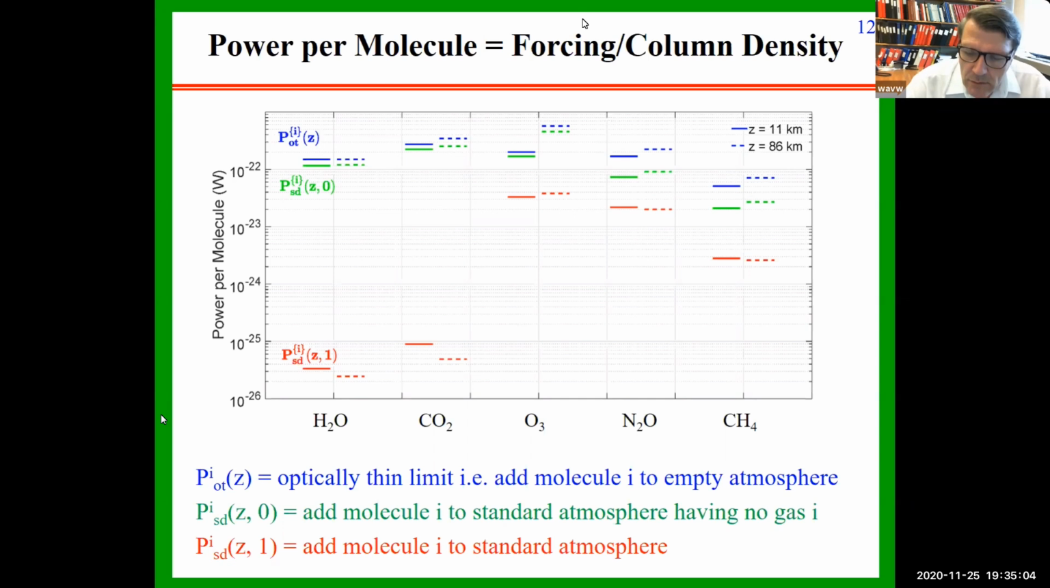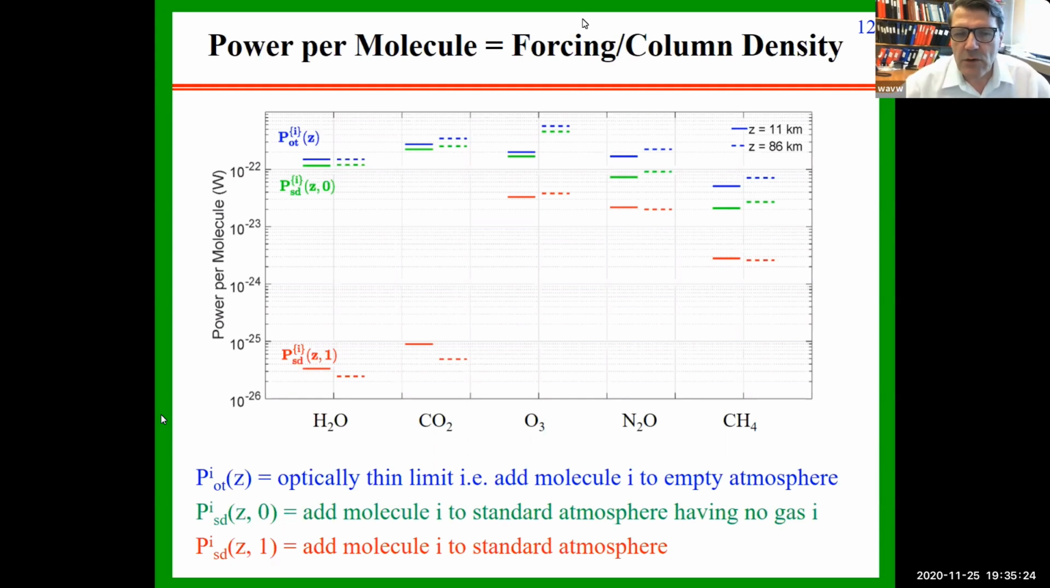Then we go to ozone. Ozone, there is quite a difference between the blue and the red lines, a factor of 10. It's saturated, but not as much as CO2 or water vapor. The simple reason is there's a lot less ozone in the atmosphere than either CO2 or water vapor.